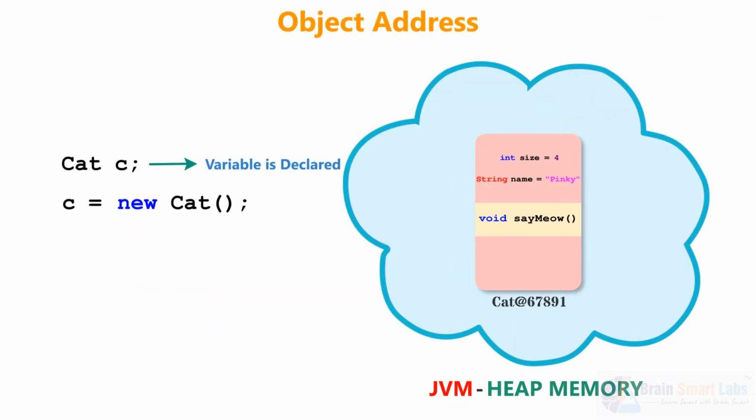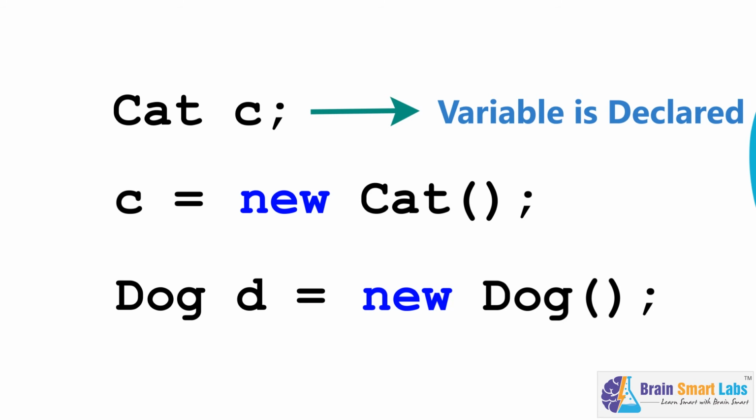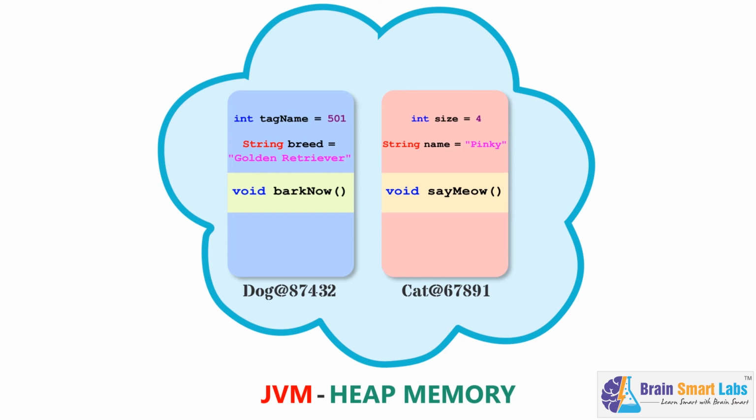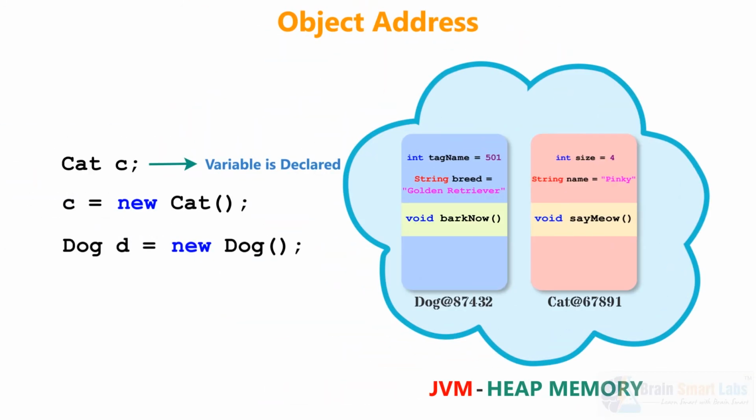Now the same principle will hold good for our code Dog d = new Dog. Here the new Dog statement present on the RHS instructs the JVM to create a new object inside our JVM heap memory. As you can see, the object which gets created bears a completely different address, and this address will now be assigned to our variable d, which is declared on the LHS.